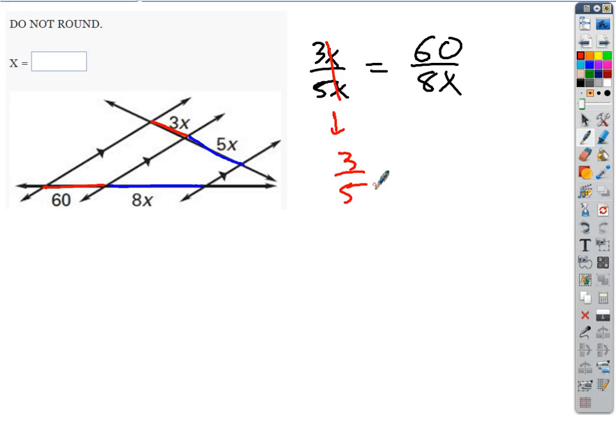What about the other one? I'm stuck with that x on the bottom, aren't I? Because that can't cancel. But what about the 60 over 8? Does that reduce? Can I divide both of those by a number? 4, yeah. 4 goes into 60 15 times, and it goes into 8 twice. Okay, now it's not so bad, is it? Now I can just cross multiply and solve for x, right? No big deal. I'll leave that up to you guys. But this is the part we want to get, this relationship set up, right? Okay, questions? Okay.